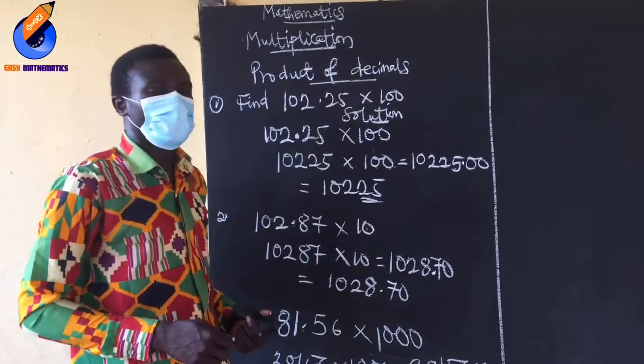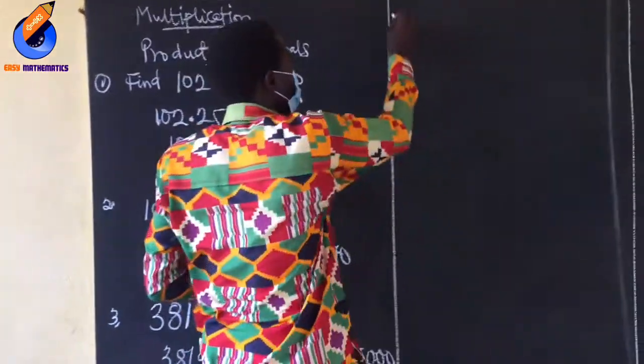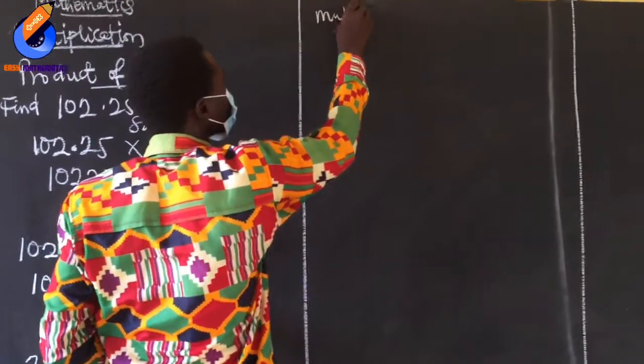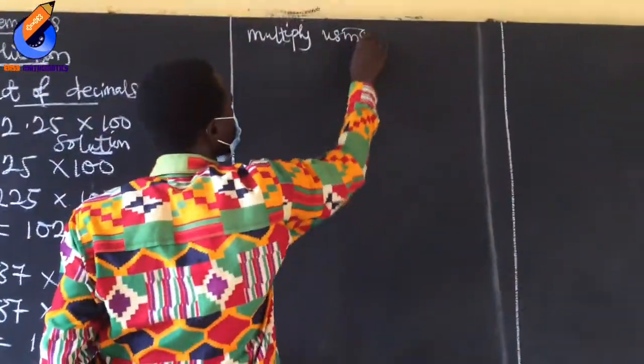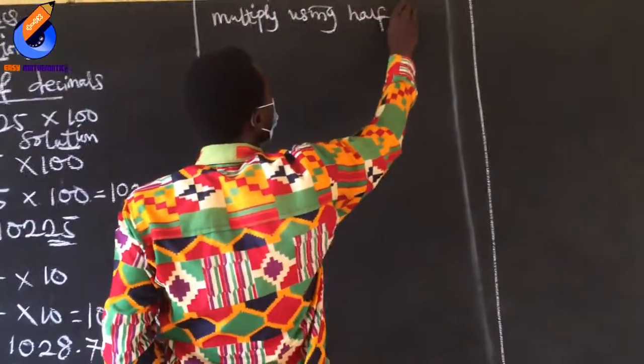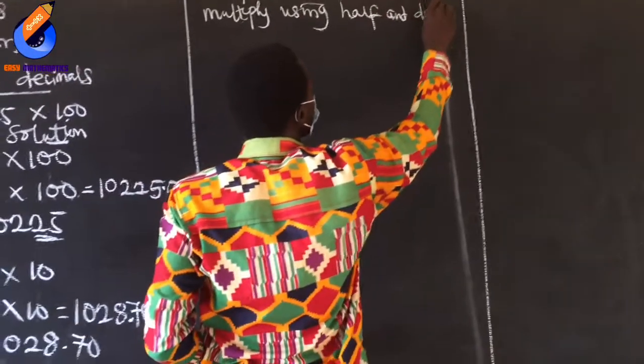Now still under multiplication, let's look at how to multiply using half and double.